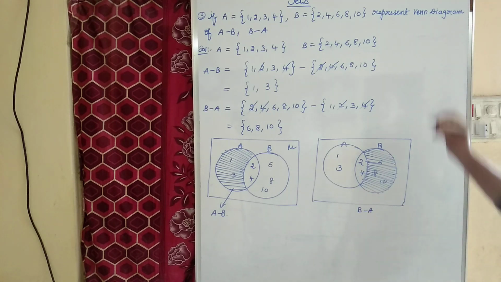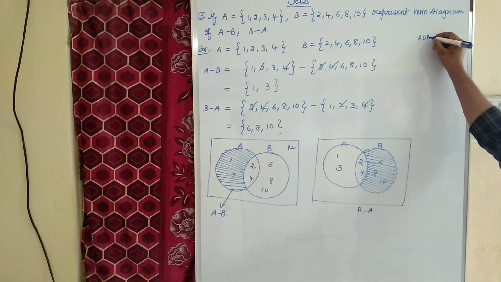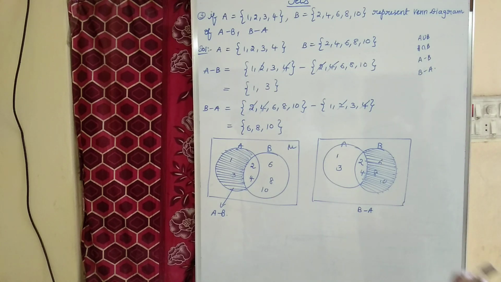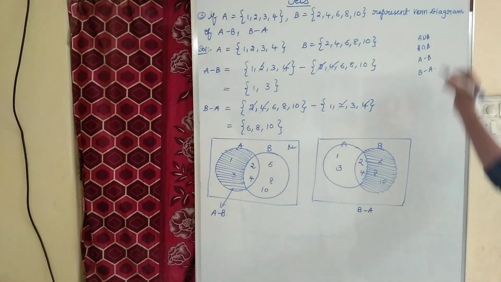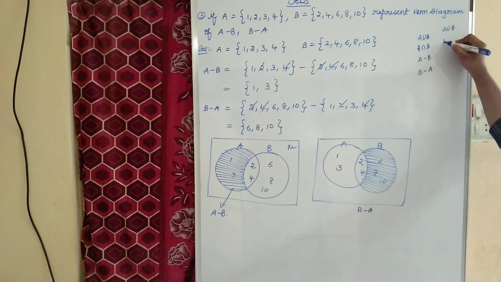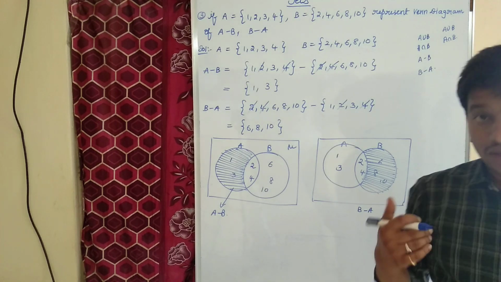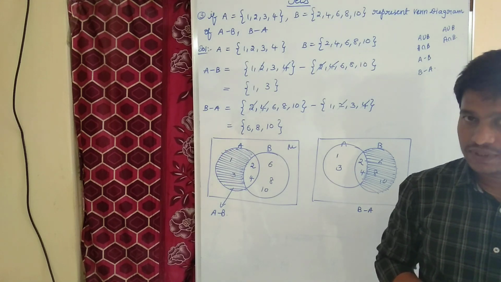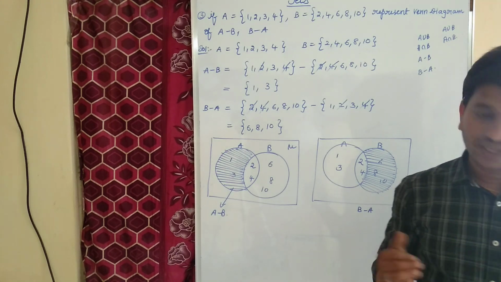Okay. So far we have discussed how to represent A union B as well as A intersection B, A minus B as well as B minus A. Let us discuss set builder form, roster form, number of subsets, and listing all the subsets of a given set. Okay children.